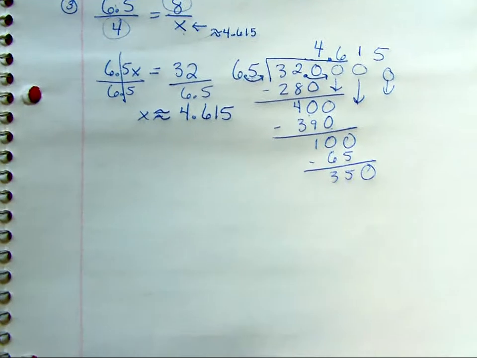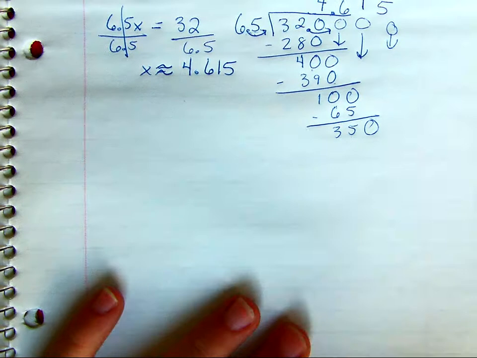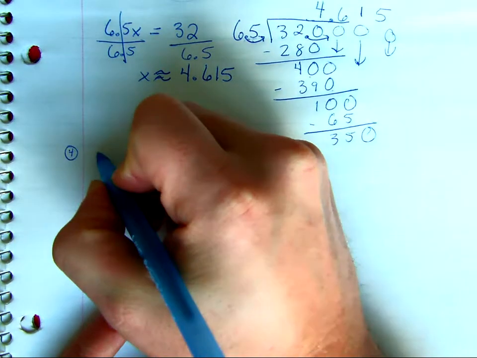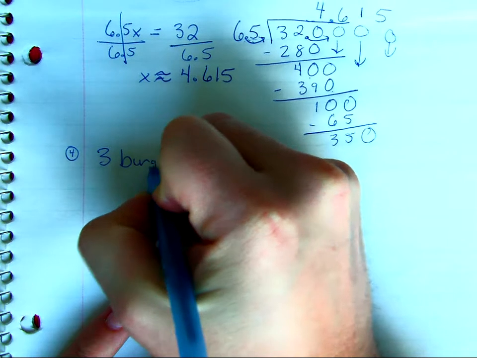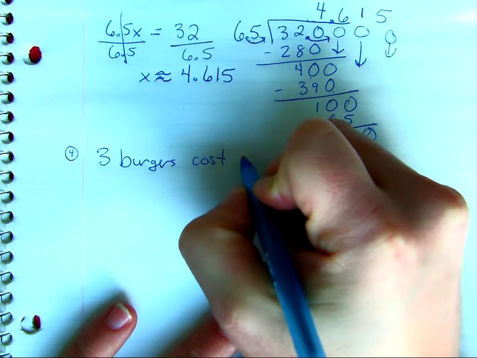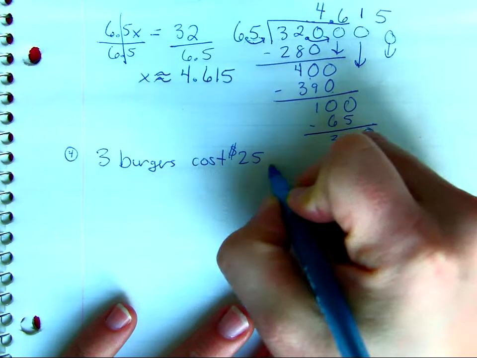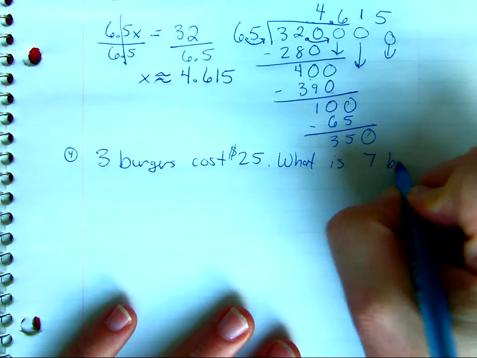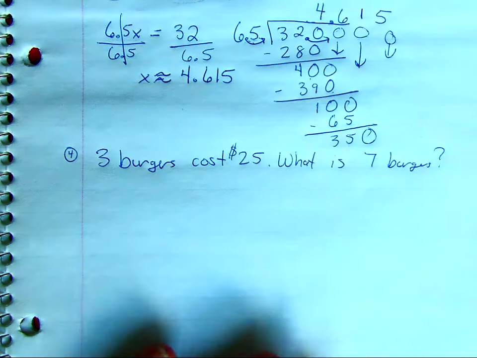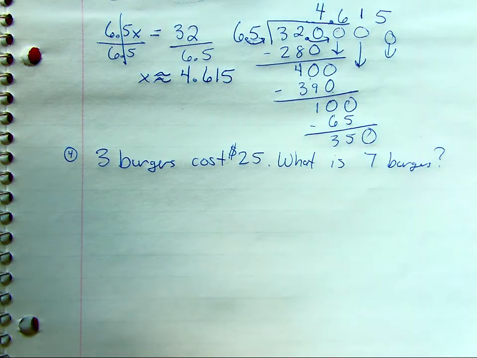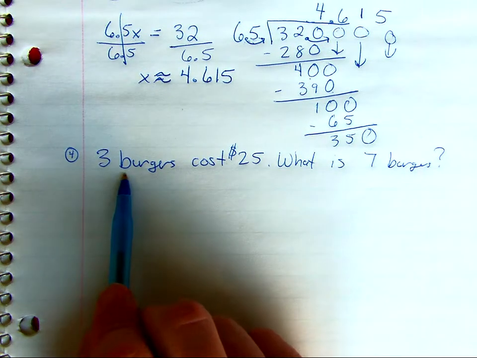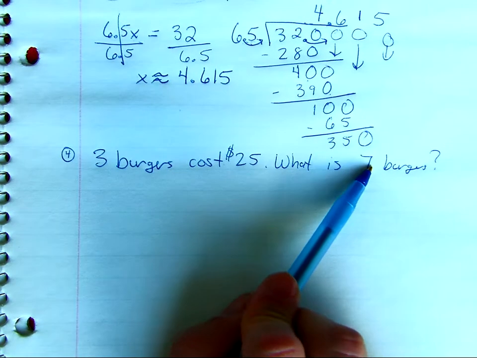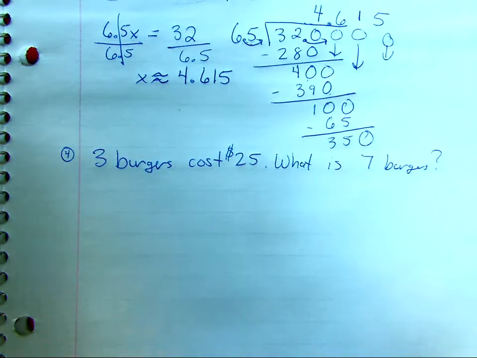For instance, I'm just going to write the highlights of this, but if I said 3 burgers cost $25, what's the cost of 7 burgers? I know we've totally done this where one way to do it is find the unit rate, 25 divided by 3, and then multiply that answer by 7. The other way, though, you could set up a proportion.